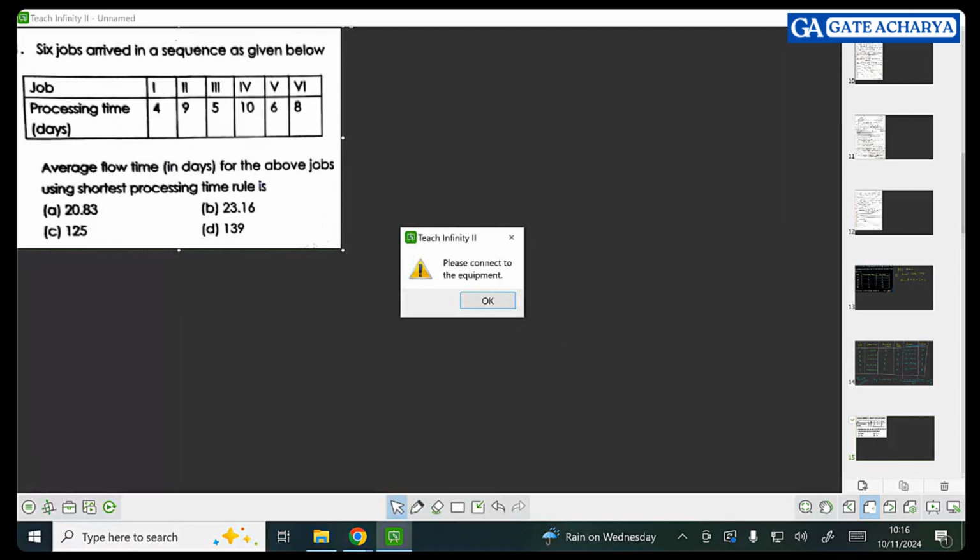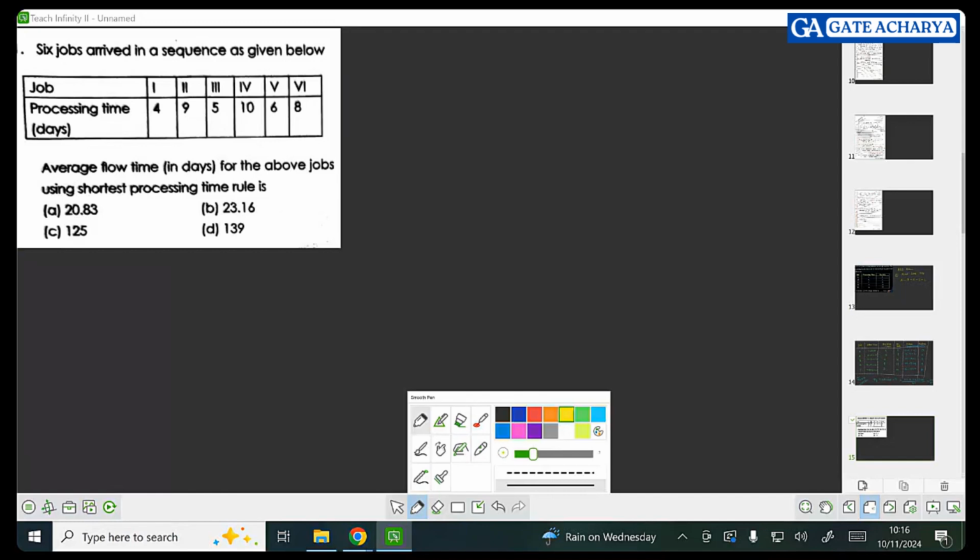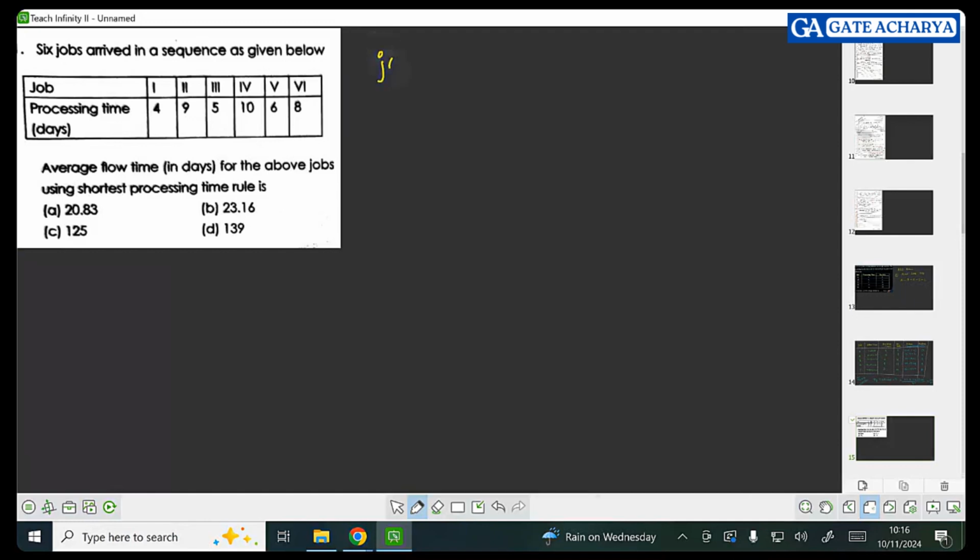Right. Now, have you solved it? You got it? Very good. Now here the SPT rule you are supposed to use. SPT rule, shortest processing time first, and then the next shortest processing time next. First you need to find the job sequence. Which is the shortest processing time among all these? SPT rule, shortest processing time rule.